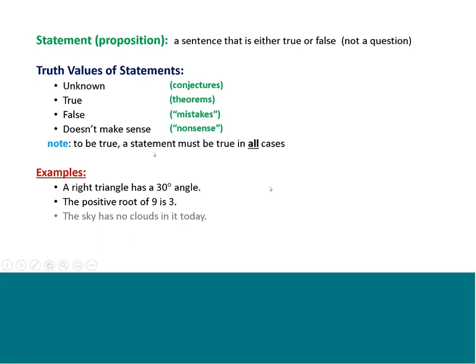And let me go ahead and put in my other sentences. Okay? Now, second sentence here that we want to check says the positive root of 9 equals 3 or is 3. What do you guys think about that second sentence? Does that seem true? Remember, to be true, it has to be true in all situations where it's applicable.